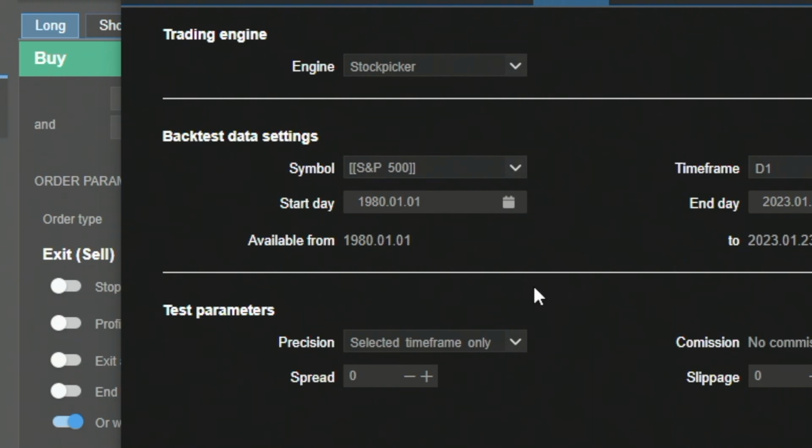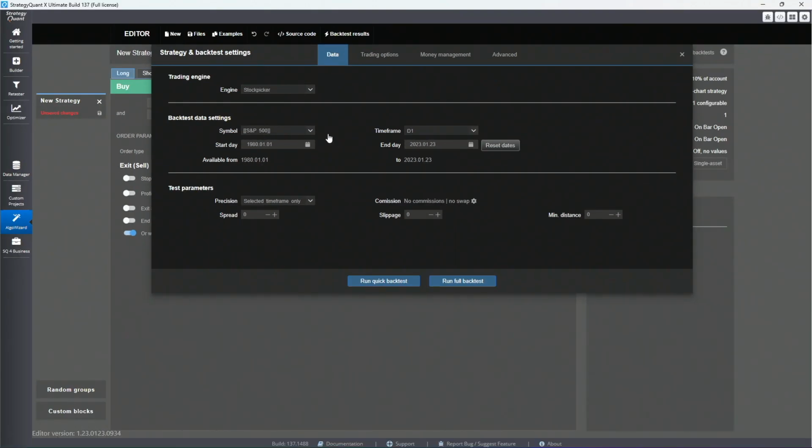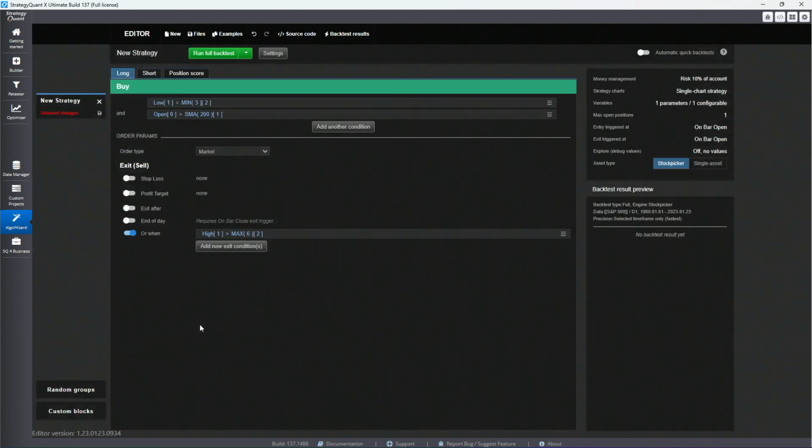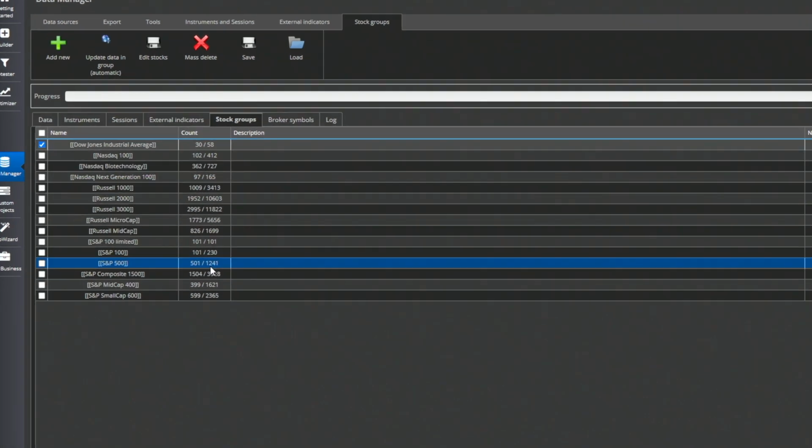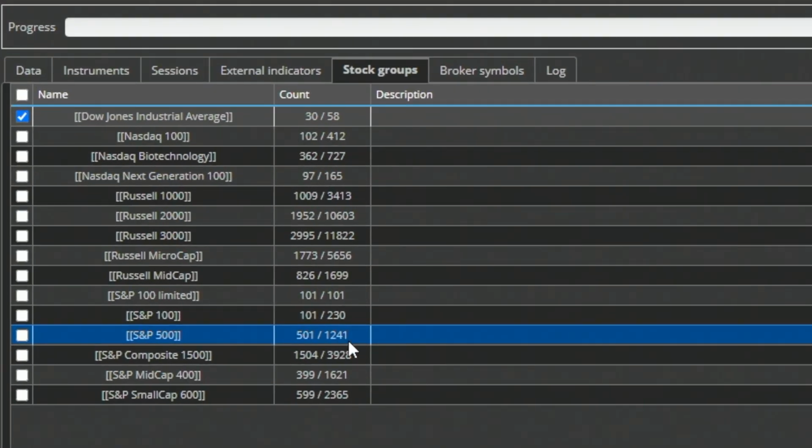Now the S&P 500 index contains 500 symbols, but there are symbols that go in and out over time. So now if I go to the data manager and I show you, you can see the S&P 500 has over its history 1241 stocks that went in and out. So it's always 500 symbols, but there are many stocks that go into the index and get out.